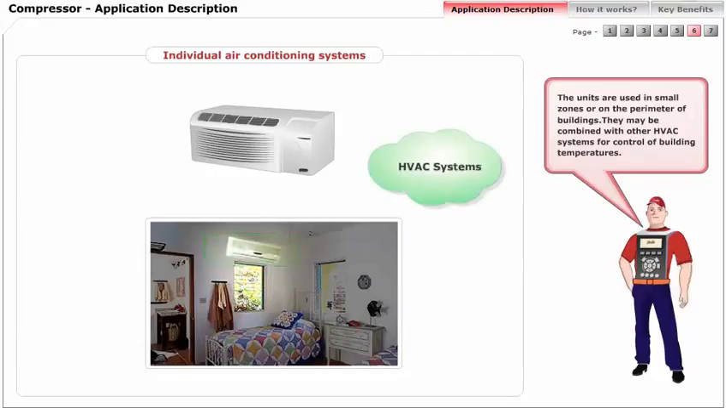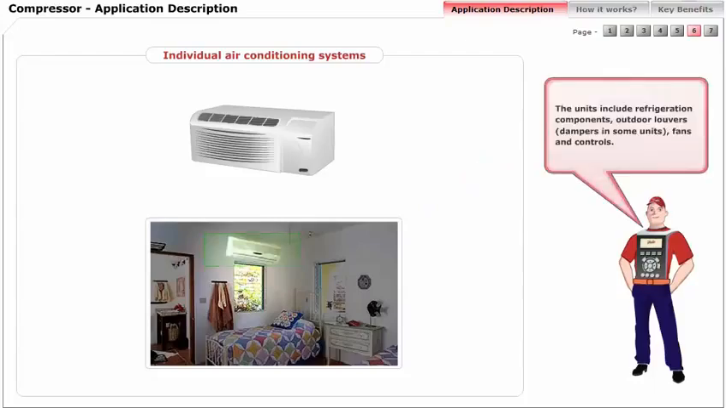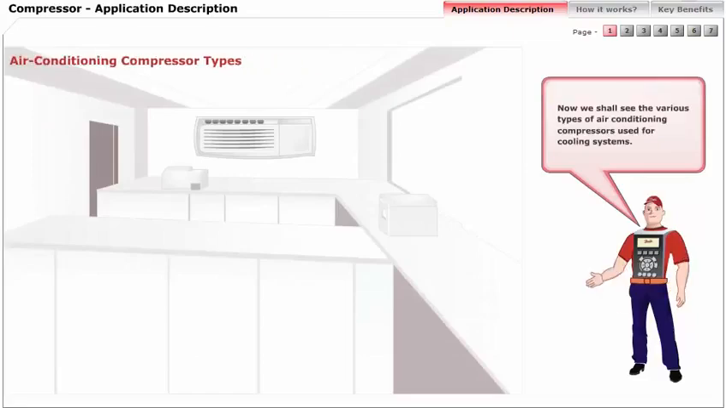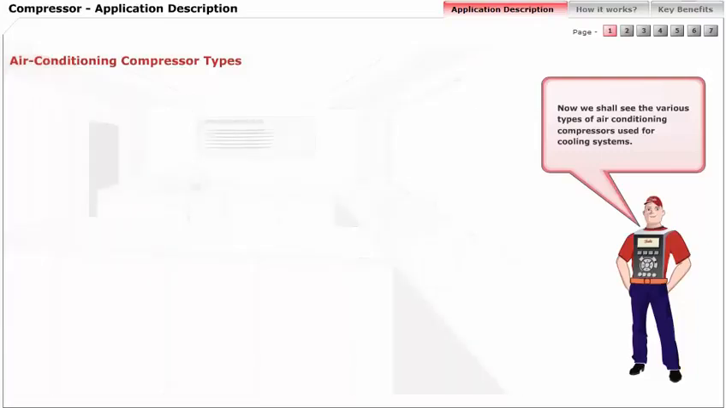They may be combined with other HVAC systems for control of building temperatures. The units include refrigeration components, outdoor louvers, dampers, in some units, fans, and controls. Now, we shall see the various types of air conditioning compressors used for cooling systems.